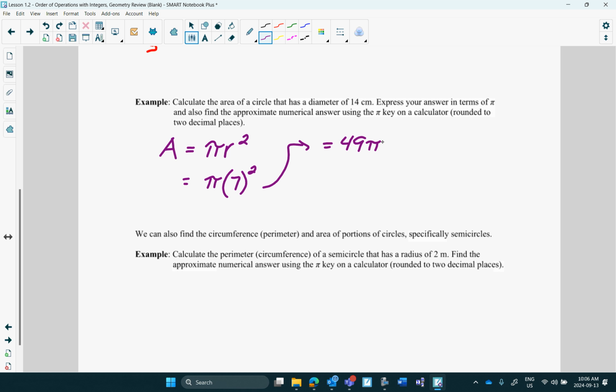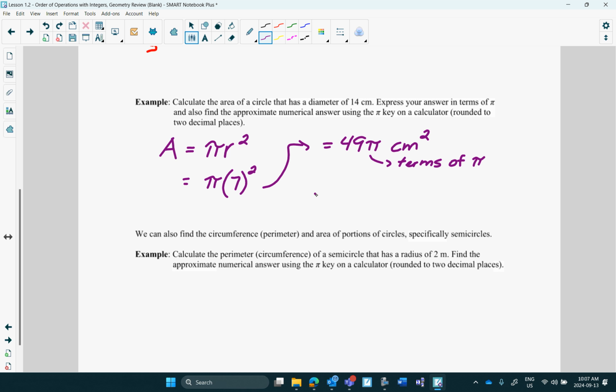What are the units? Centimeters squared, because it's area. So that's terms of pi. If I ask you to answer in terms of pi, you'd stop here. But if I asked you to go a little bit further and round your answer, then you've got to actually do 49 times the pi key, or 49 times 3.14.